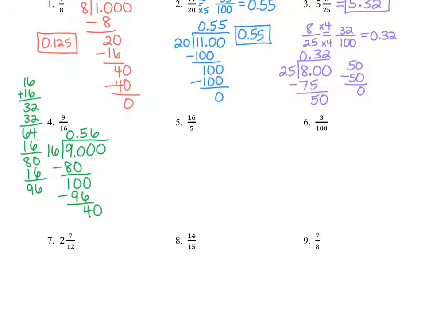Well, I know 16 times 2 gets me up to 32. So subtract 32 and I get 8. I'm going to bring it up here. So we have to bring down another 0, so now we'll be going into 80.